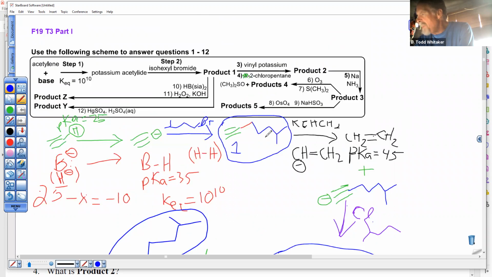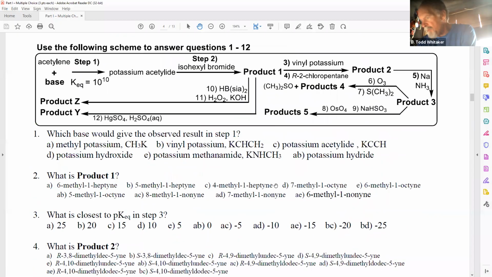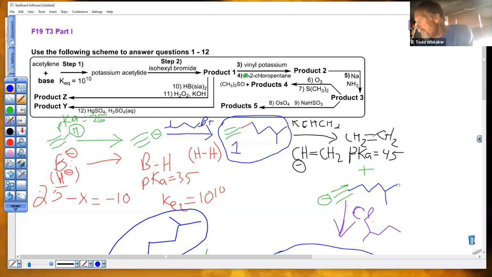There was a pKa question, I believe. Do you have the wording in front of you that says during step 3? There's a question about step 3 in one of the questions, or am I dreaming? I can go back right now. Here it is. What is pKeq in step 3? So we need to do that. Step 3 was the reaction here.